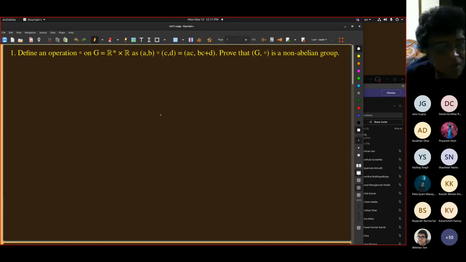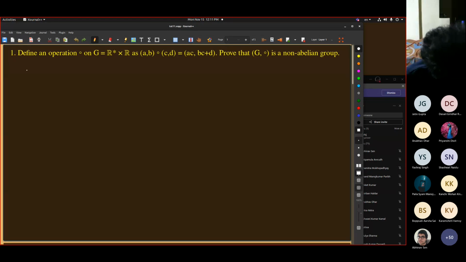So I don't think there is much to discuss here. One by one, let us look at the satisfying of all the group axioms. What should I start with? Closure. Okay, the first one is closure. What to check here? If A is a non-zero real number and C is a non-zero real number, their product is also a non-zero real number.